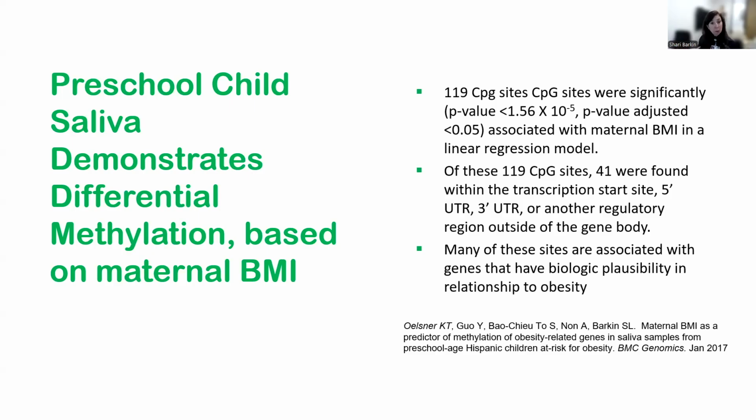And they all came from lower SES environments and were on some sort of supplemental program. Both of those things are correlated with later obesity. And what we saw, even though children were not yet obese, is that 119 CpG sites were significantly associated with maternal BMI. And of the 119 CpG sites, 41 were found within a transcription start site or another regulatory region outside of the gene body. So many of these sites were associated with genes that had biologic plausibility in relationship to obesity.